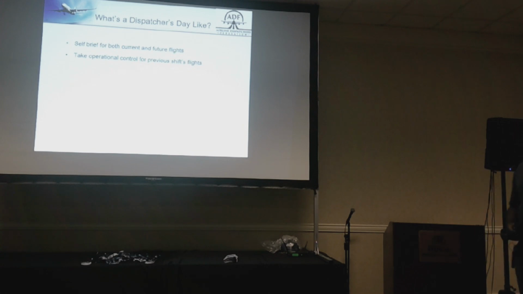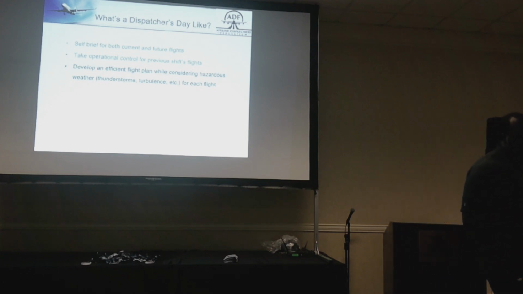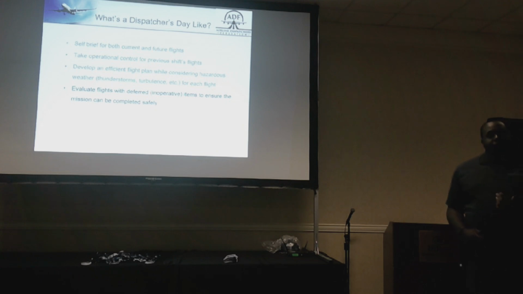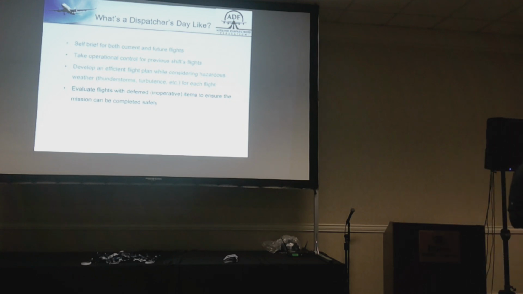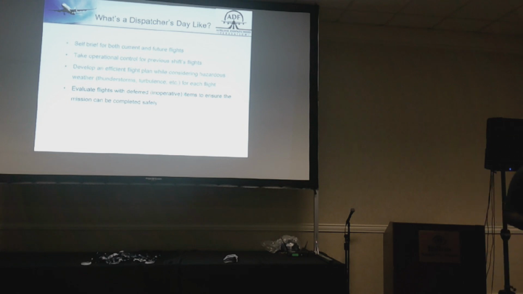Throughout your shift, you're going to be developing an efficient flight plan while considering hazardous weather like thunderstorms and turbulence, and that's another phrase I'm going to use a few times through this presentation. Hazardous weather, turbulence, thunderstorms, things of that sort. You're going to evaluate flights that have deferred items on there, or items that are known to be inoperative. Airplanes are able to operate with some known non-safety of flight components, like a light or a clock. Something like that can be inoperative on an airplane, so long as you can comply with what the MEL says. And we'll take a look at an MEL page here in just a few moments.